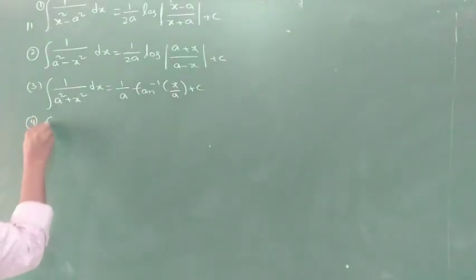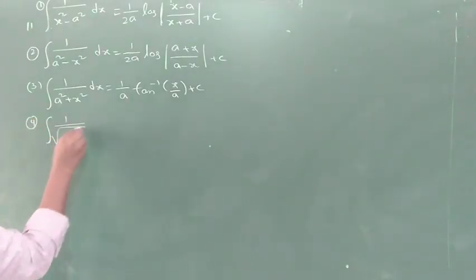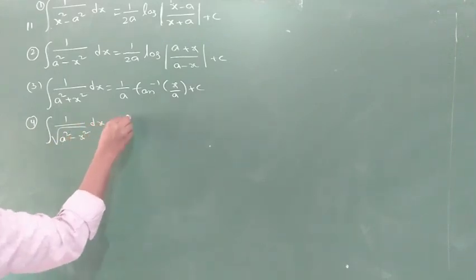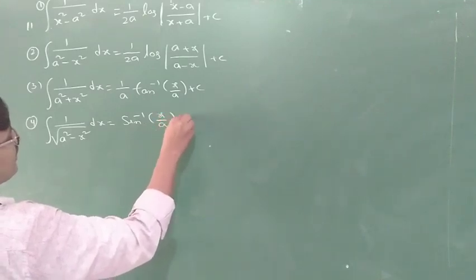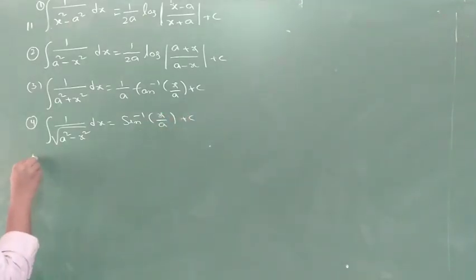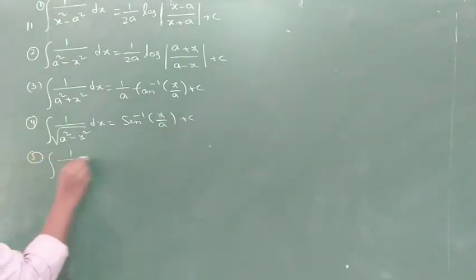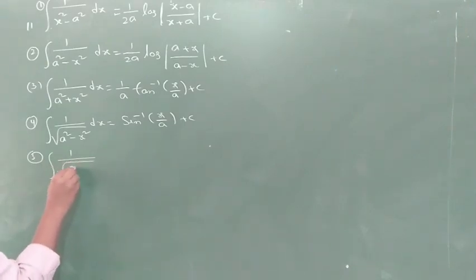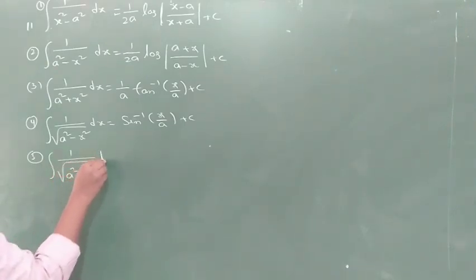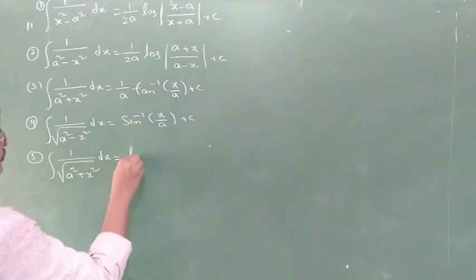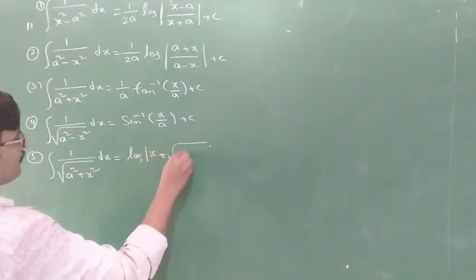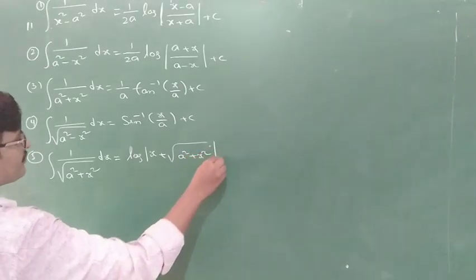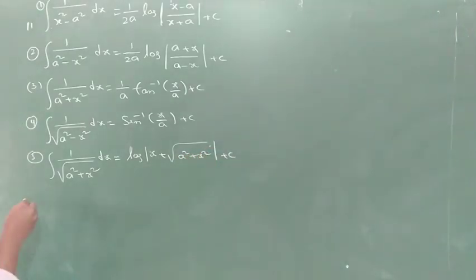What is the fourth one? Integral 1 by root of a square minus x square dx is equal to sin inverse x by a plus c. Fifth, integral 1 by root of a square plus x square dx is equal to log mod x plus root of a square plus x square plus c.